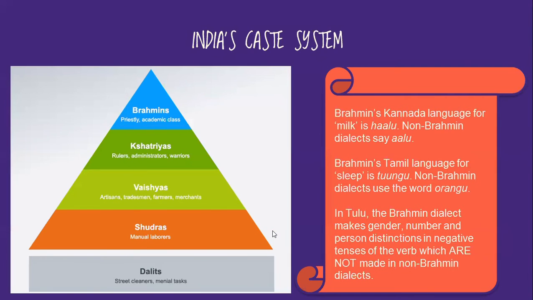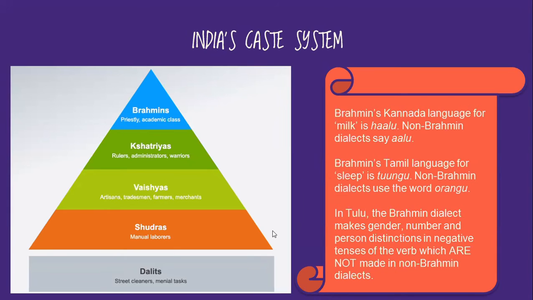Okay, next, this is the example of India's caste system. Wait. Can you refer which page you are referring to? What page? Page 150, doctor. 150. Okay. Yes. Okay, continue.